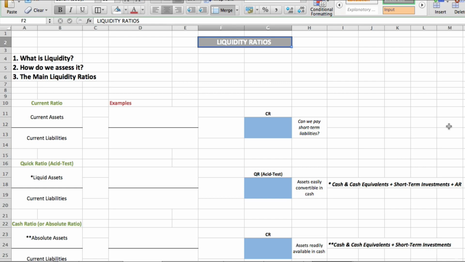In this lecture, we are going to see what liquidity is, how we assess it, and what the main liquidity ratios are. First of all, what is liquidity? Let me answer this question by telling you a story.